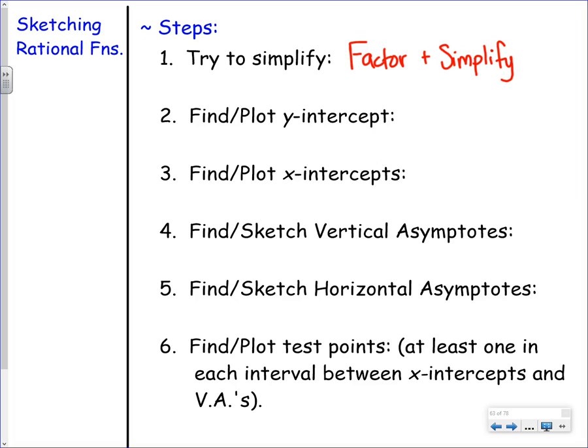Factor and reduce. Number 2 says, find and plot y-intercepts. Hopefully this rings a bell, because we solved for them in chapter 1. We set x equal to 0. Some of you had to do corrections on this. Set x equal to 0, solve for y. Find any points where the function is going to hit the y-axis, which is going to happen when x is 0.